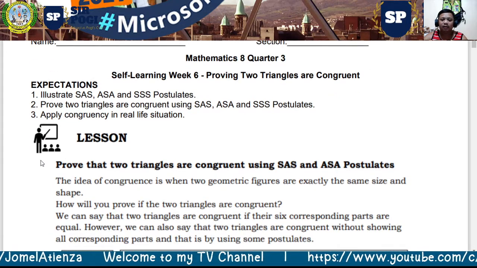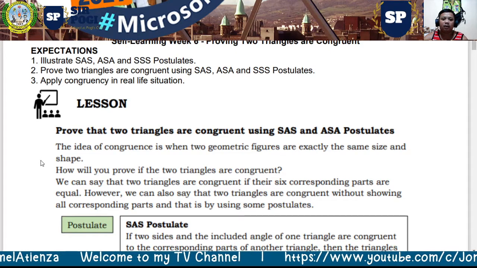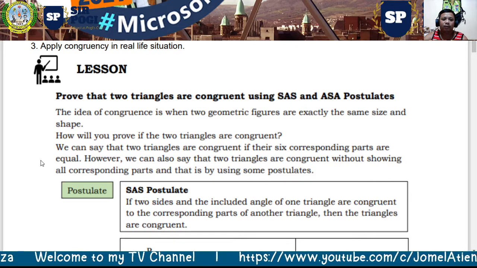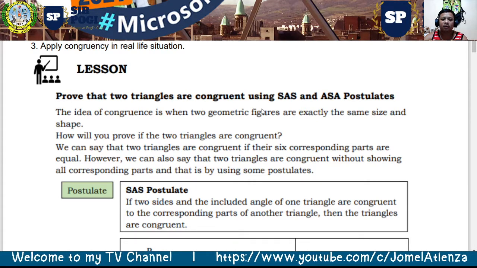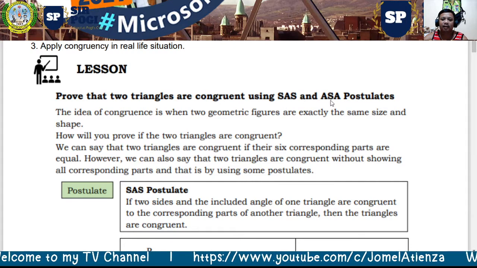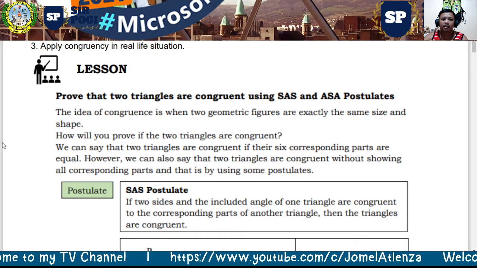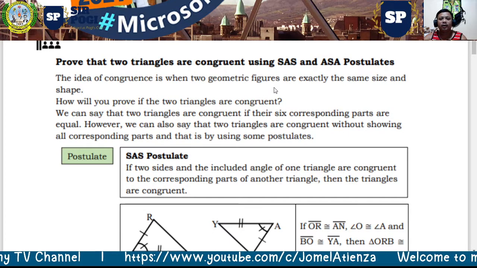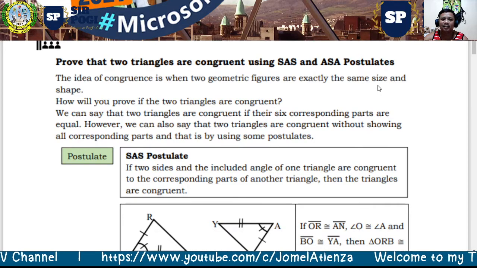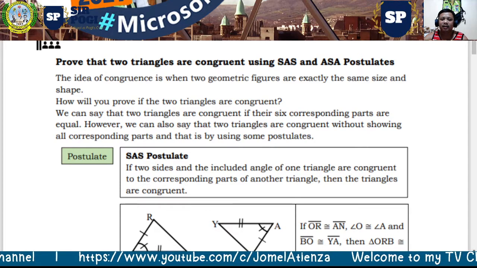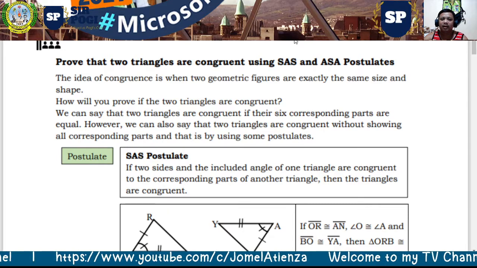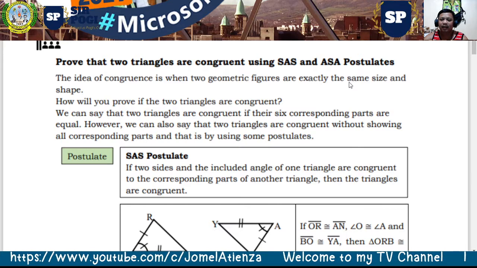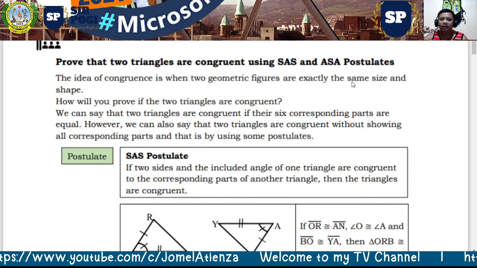So, last session, we tackled those three triangle congruents. And then here we come to prove that two triangles are congruent using SAS and ASA postulates. The idea of congruence is when two geometric figures are exactly the same size and same shape. So once again, it should be same size and same shape. Okay?